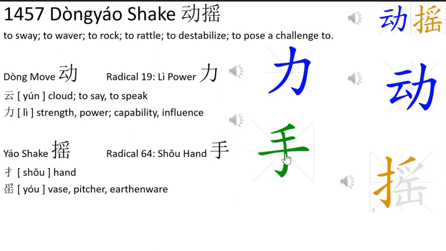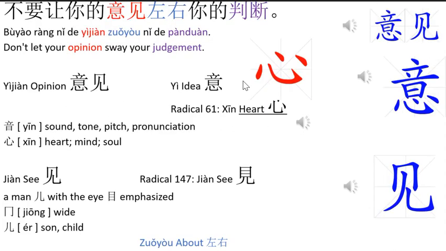64. And this is called shou. This is a short hand on the left side, and yao means waist on the right hand side. Tough to remember, but that's how you have to do it. Memorize it, okay?